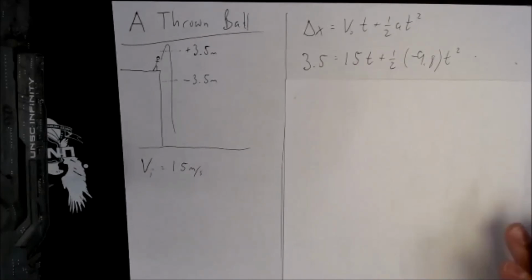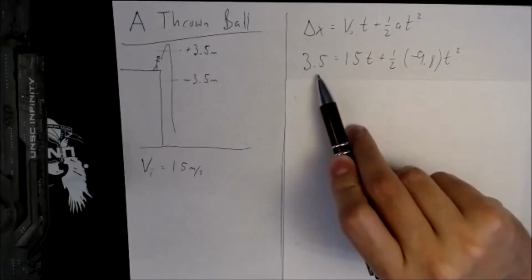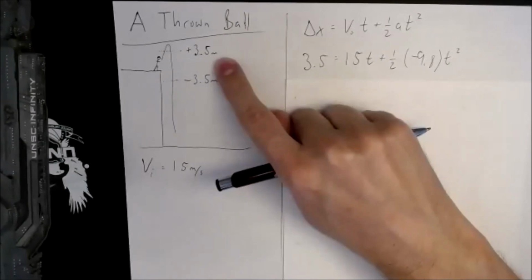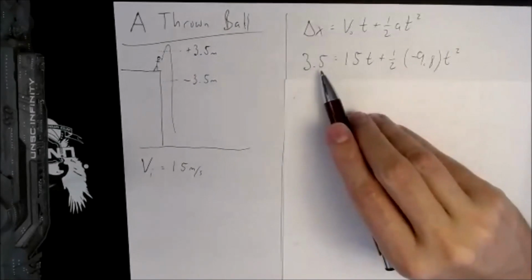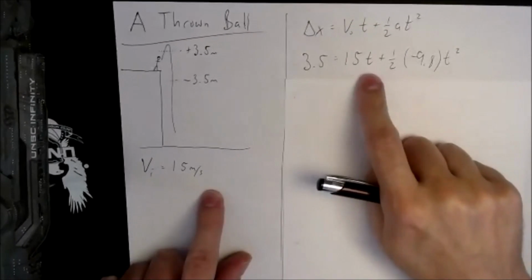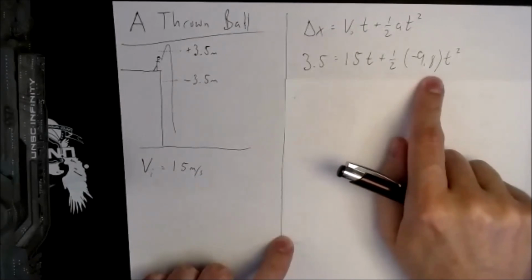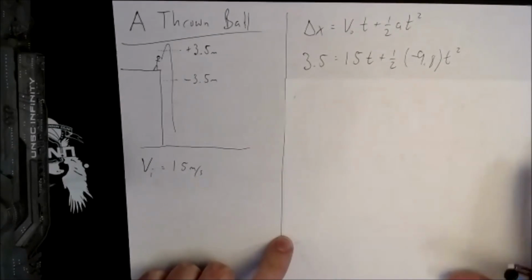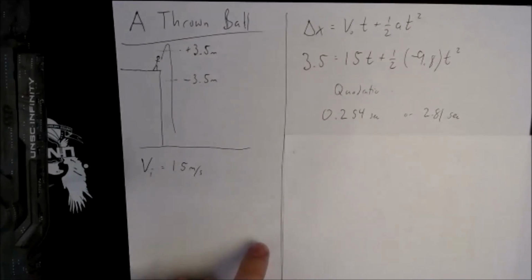We can plug all that in, and we get 3.5. We're looking at what time it's going to be 3.5 meters above your hand. 3.5 is equal to 15, that's your initial velocity, times t, which we're looking for, plus 1/2 times negative 9.8 times t squared. Then you have to use that quadratic formula or use your calculator. And you can figure this out with your calculator a whole lot faster than with the quadratic formula. You can use the math websites that people were talking about, anything like that.